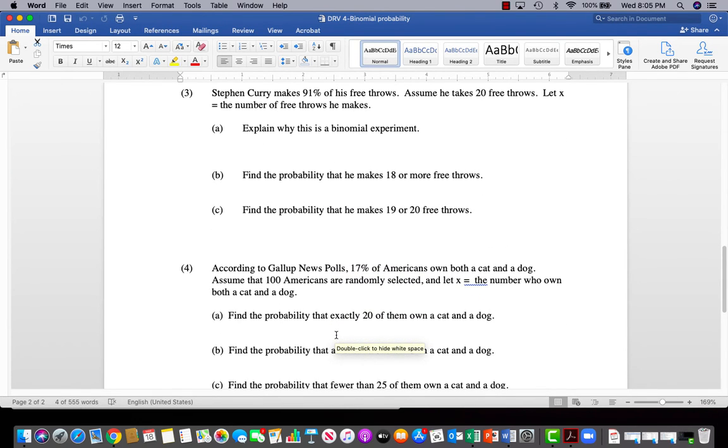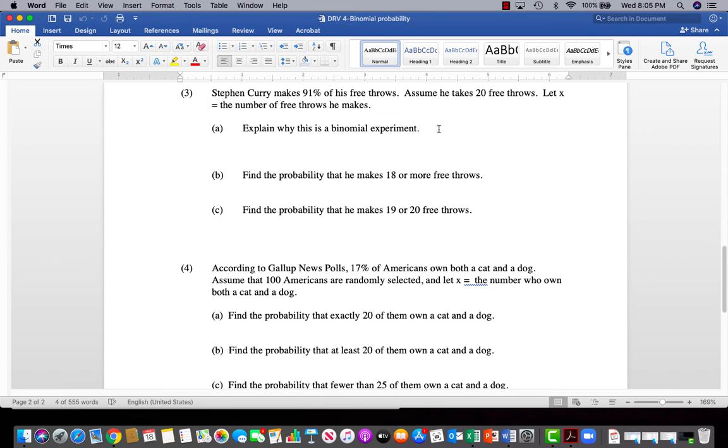We used the Steph Curry example in one of the other videos, but I'll use that one again. Steph Curry makes 91% of his free throws. Assume he takes 20 free throws. Let's let x equal the number of free throws that he makes. So first of all, why is this a binomial experiment?